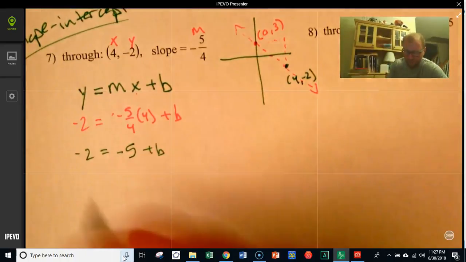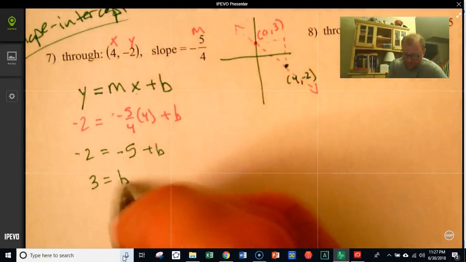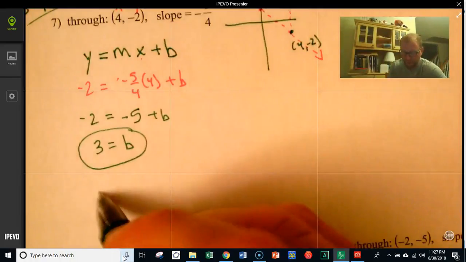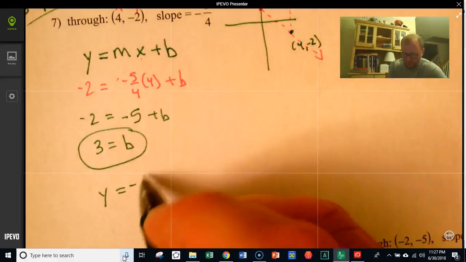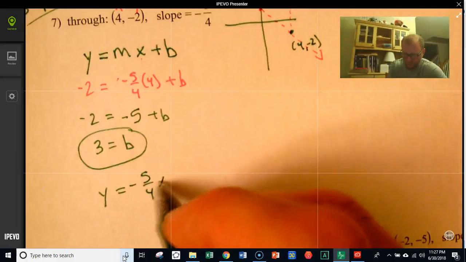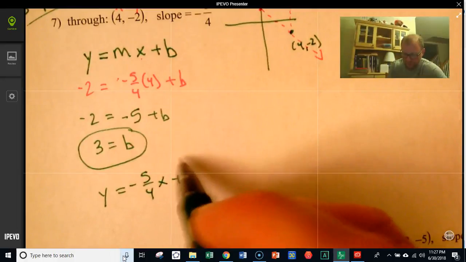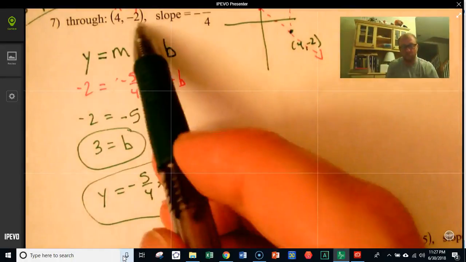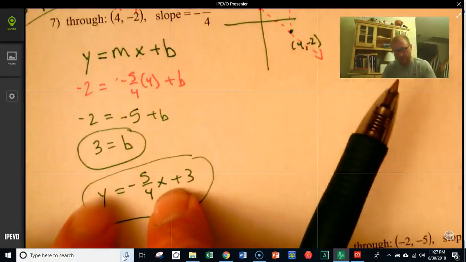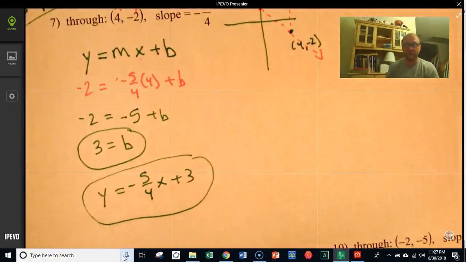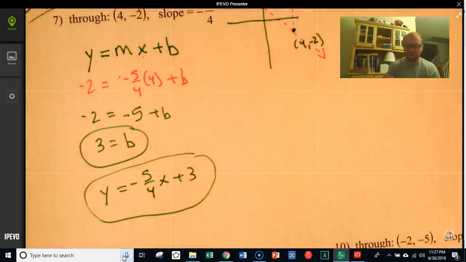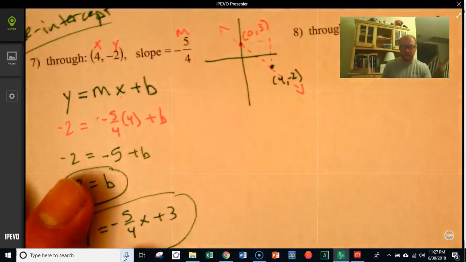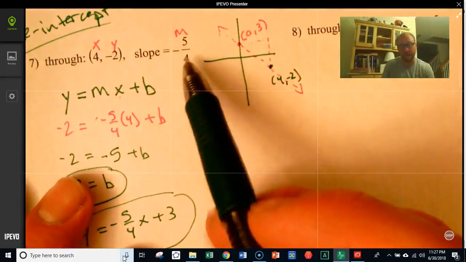We'll add 5 to both sides and we get 3 equals b, just like we expected. Then we just write out our full equation: y equals -5/4 x plus 3. Now we know that if I were to take the point (4, -2) and substitute 4 for x and -2 for y, I'll get a true statement. This equation works for that point, and we were looking for an equation that would work for that point and that slope.